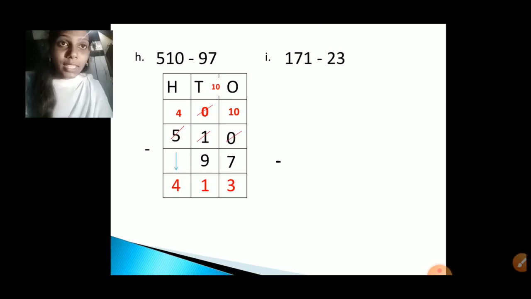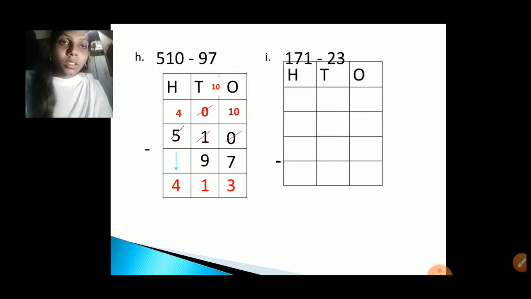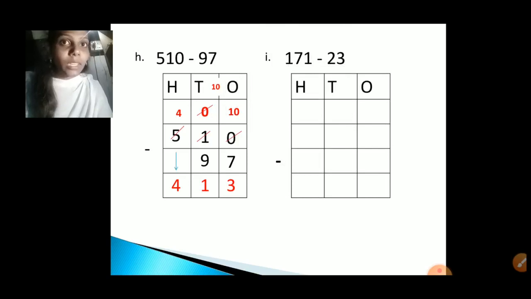Now we will solve the next one. That is 171 minus 23. Same. First we will place the numbers at the correct place and then we will solve this. Okay. So 171. So 1 we will place at 1's place. Then 7 we will place at 10's place. And 1 we will place at 100's place. Then 23. 3 we will place at 1's place. And 2 we will place at 10's place. 171 minus 23. Now what we will do?